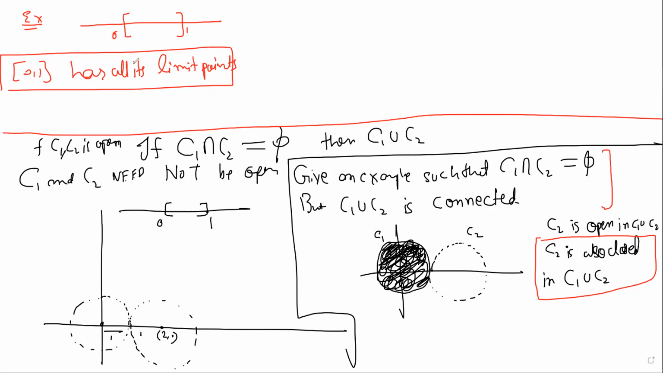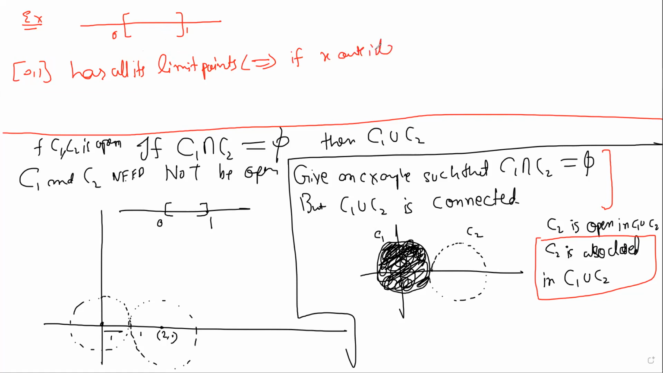Okay, what does it mean? It means that any sequence which is inside, if it has a limit, the limit will also be inside. What this means, and this is an important thing to understand, is that if x is not in closed 0, 1, then x is not a limit of any sequence in 0, 1, right? That's just the same statement, right?